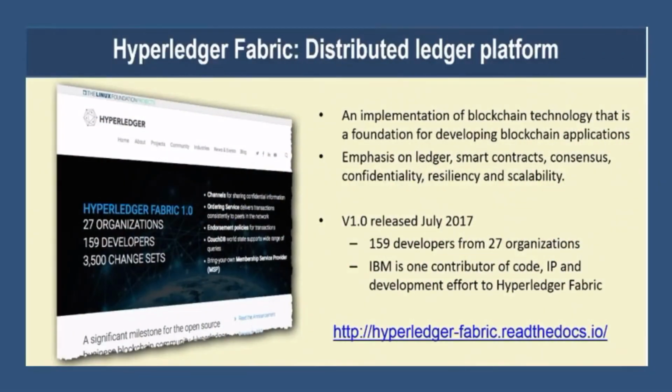The first production-grade version, version 1.0 of the Hyperledger Fabric project, was released in July last year. Currently the running version is version 1.2. So in our hands-on session we'll see version 1.2.